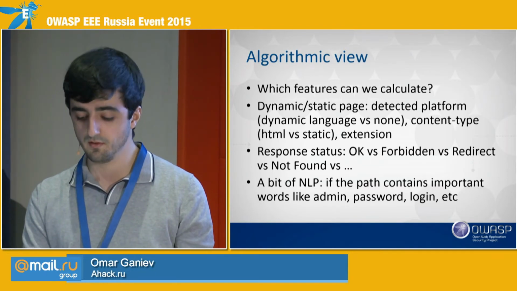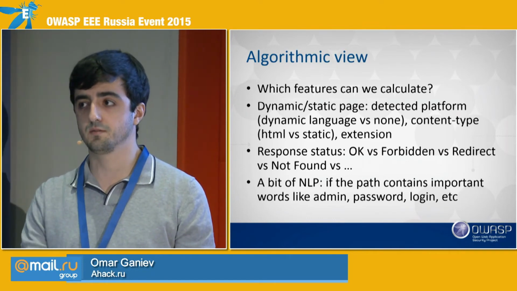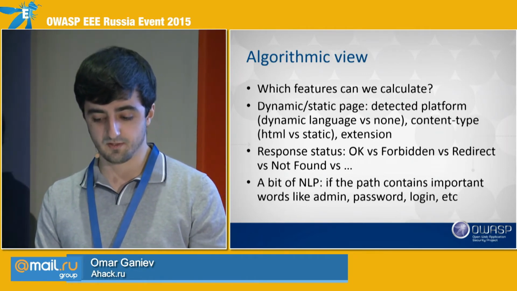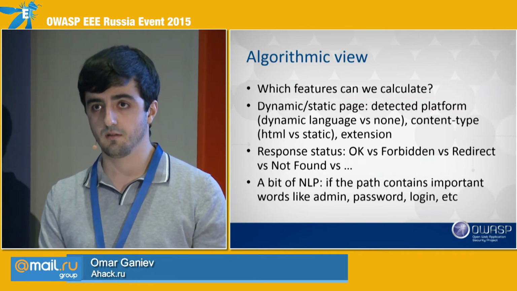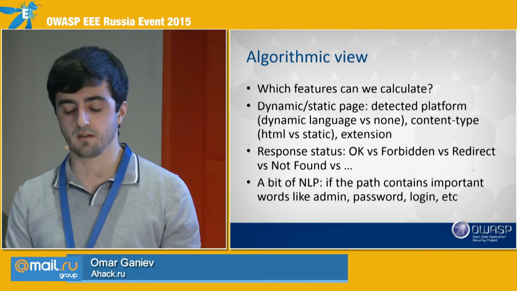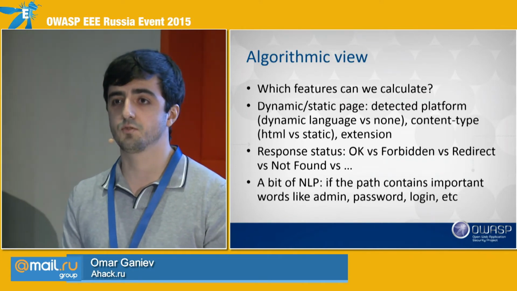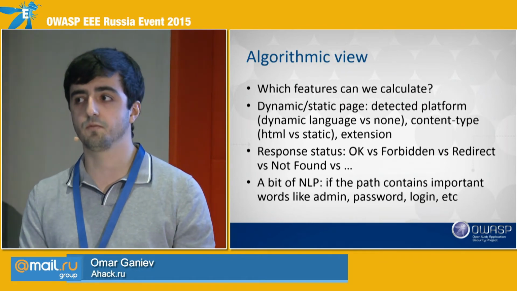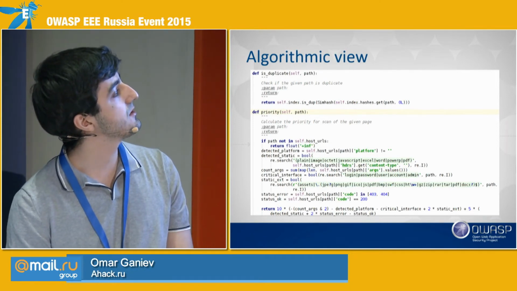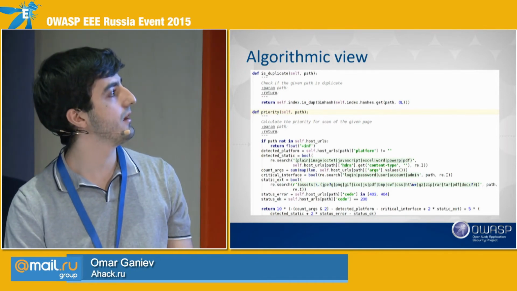The response code: if this page is a not found page, there's no sense fuzzing it a lot. Let's take it to the bottom of the queue. And a bit of natural language processing will detect if there are some words, let's say stop words, in a URL containing words like account, admin, password, etc. If the path contains such words, then possibly this is an important page, and you should fuzz it first. This is the code that calculates such priority. It is rather a guessing formula, which I guessed.